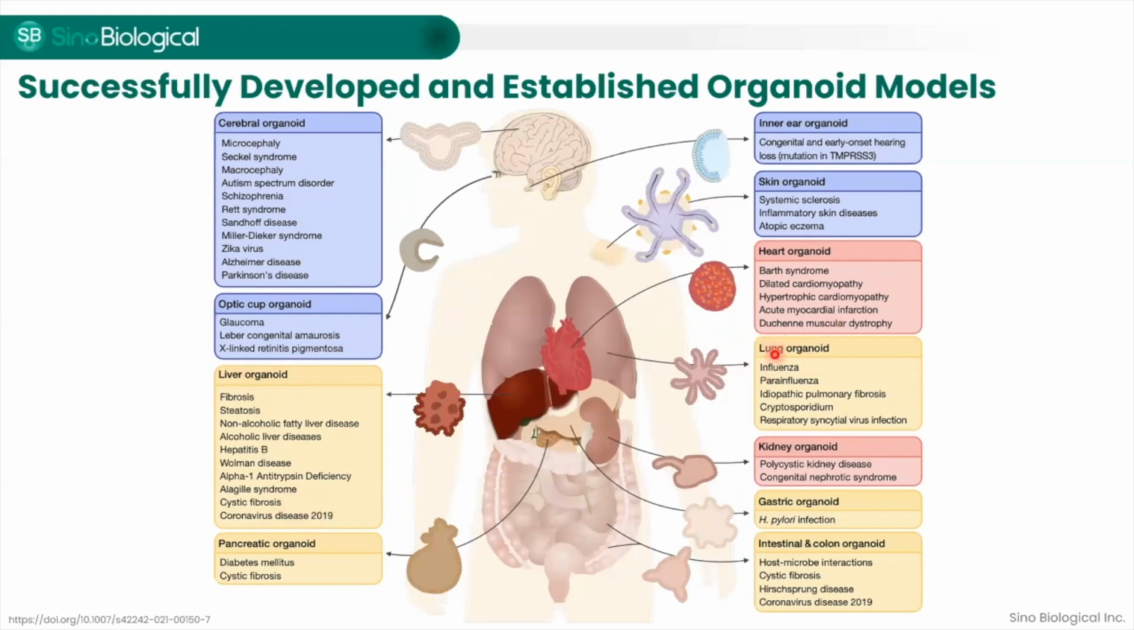Similarly, lung organoids are used in studying influenza, RSV, and other respiratory viruses. These are just to name a few from this very non-comprehensive list. And overall, this just presents as an example to emphasize the importance of organoids in modeling diseases.